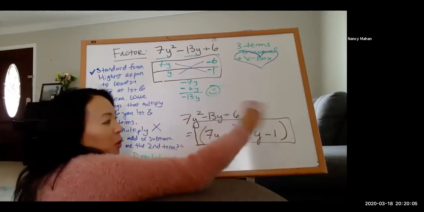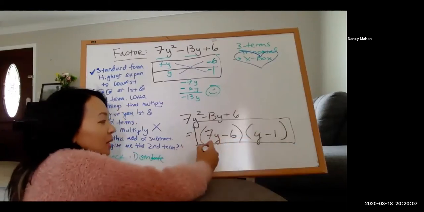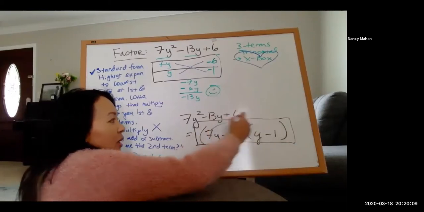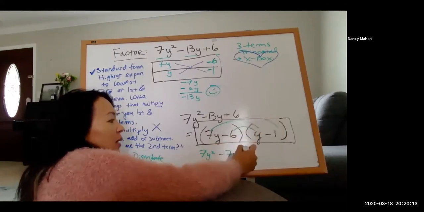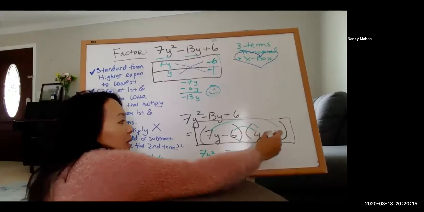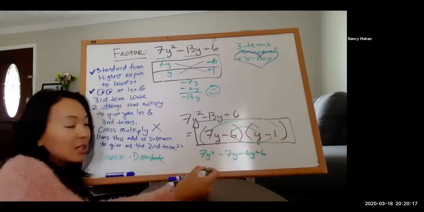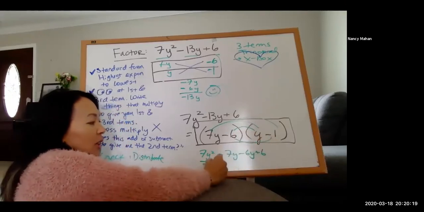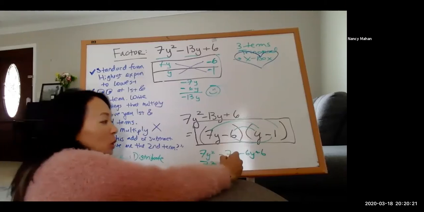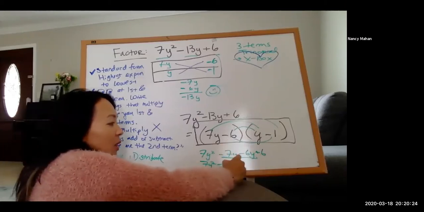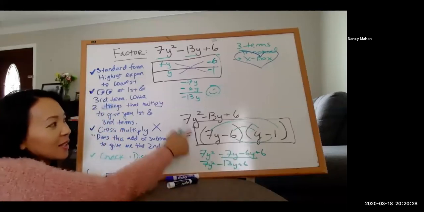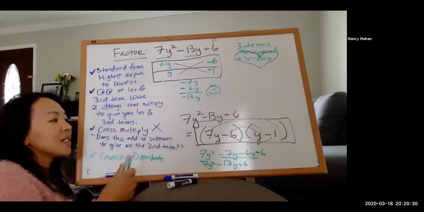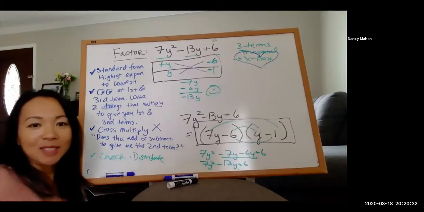If I distribute my answer, meaning FOIL it, I'm going to get 7y squared minus 7y minus 6y plus 6. In other words, 7y squared, and I combine my terms, which are these two, negative 13y plus 6. And holy smokers, that is exactly the same thing as that. So this indeed is the correct answer for factoring.